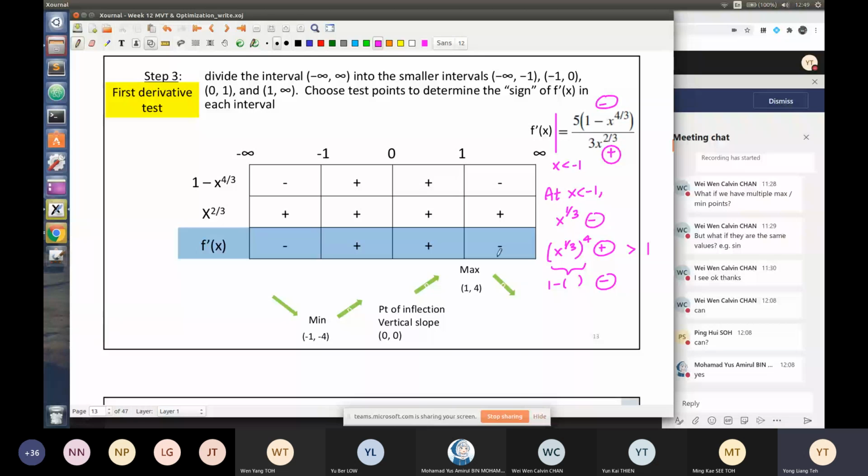So hence we have a minimum point at -1, and then subsequently a maximum point at 1. And what about at 0? At 0, you realize that the f prime polarity does not change. Positive to positive, so hence we get a point of inflection. Is that all right? So the whole idea behind the first derivative test is to classify what kind of critical points you have over the specific interval.